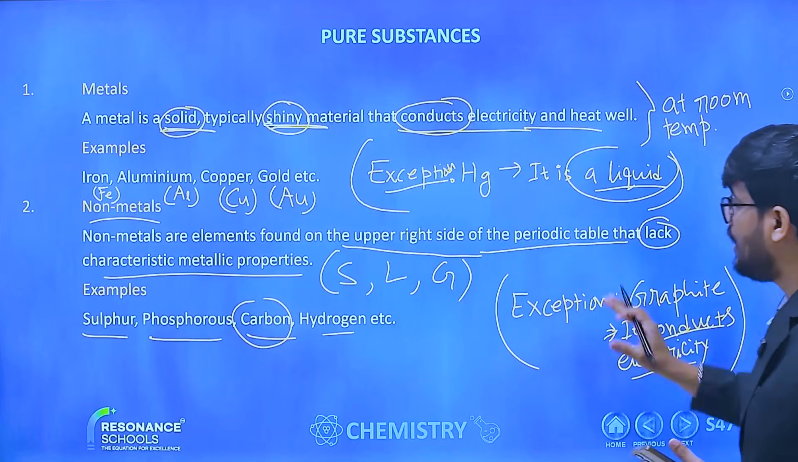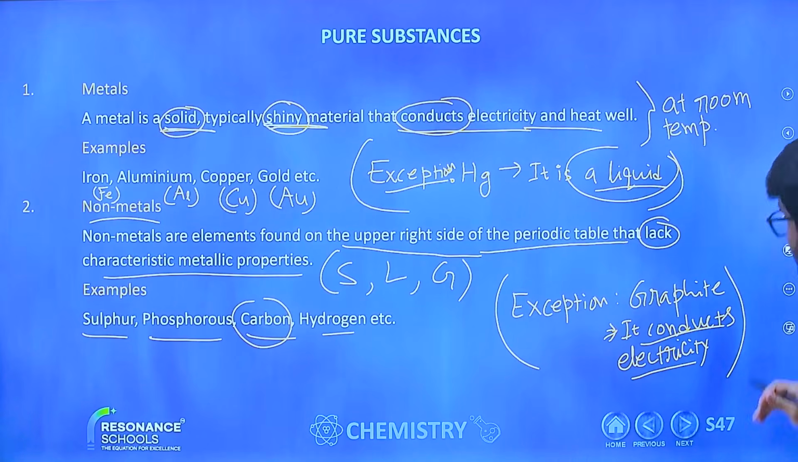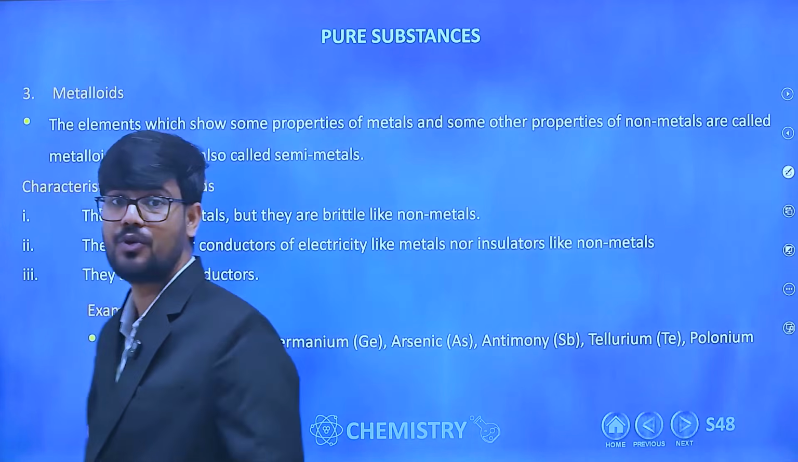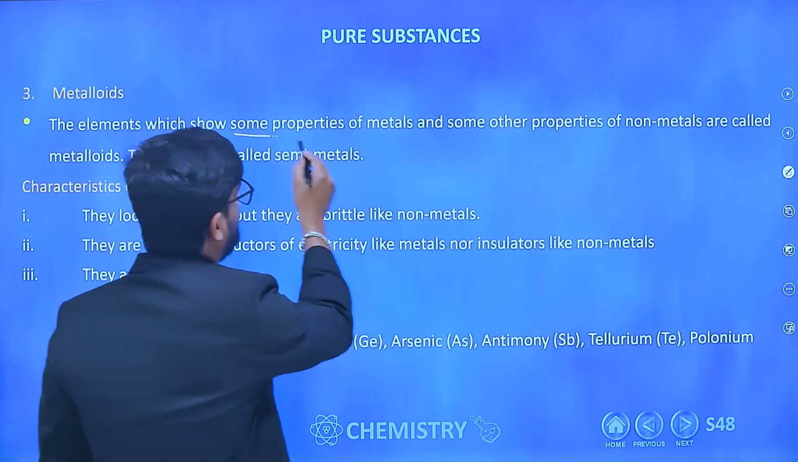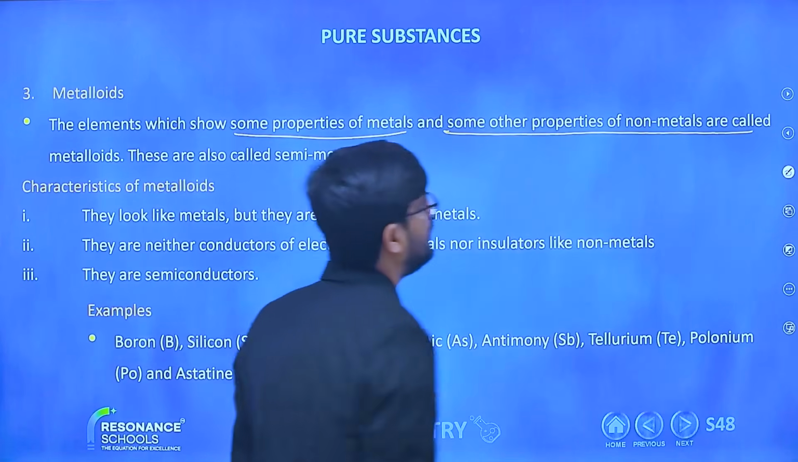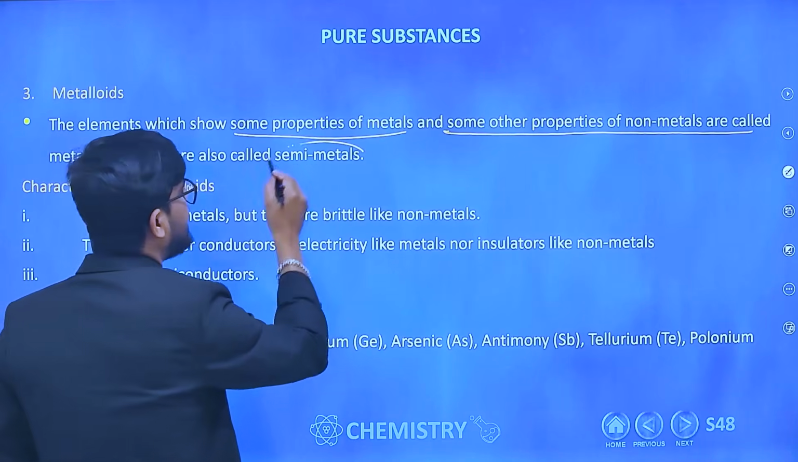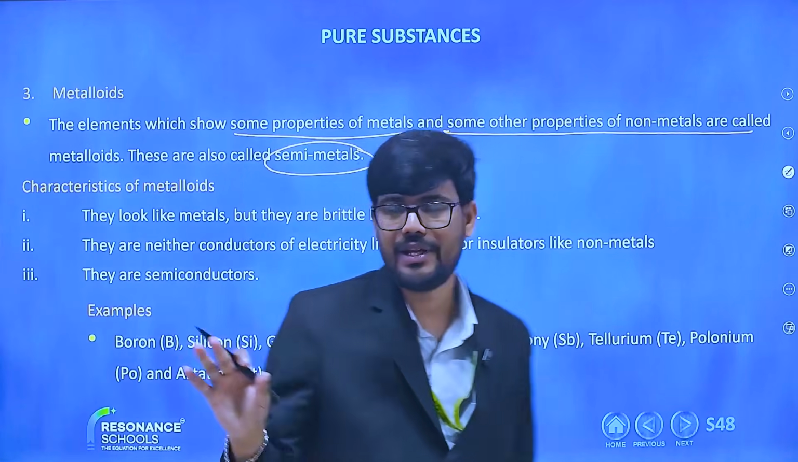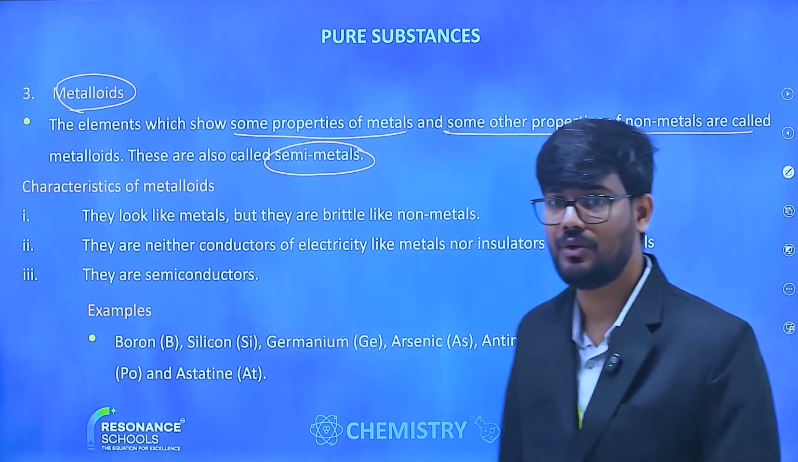Acha, now I hope this writing part is done, correct? Next, metalloid. Just a few pieces of information we have. Metalloids are the elements which show some properties of metals and some other properties of non-metals. See, the same thing, whatever we just discussed. These are also called semi-metals, but normally we don't use the word semi-metal. Most of the time we use metalloid only. That is the most accepted form. Okay.